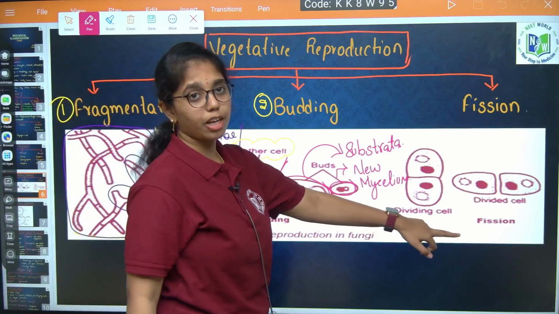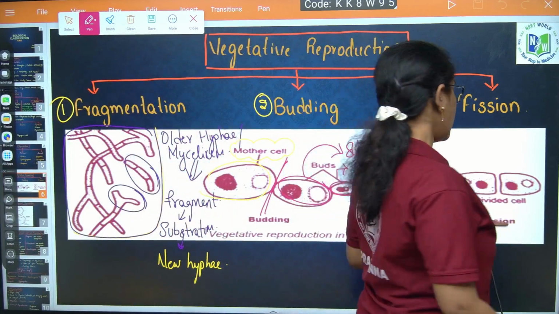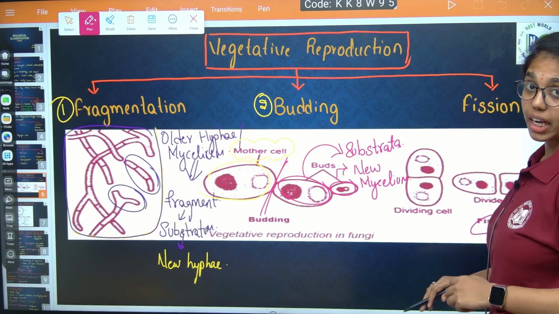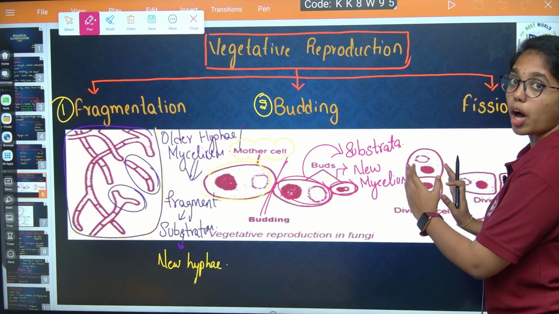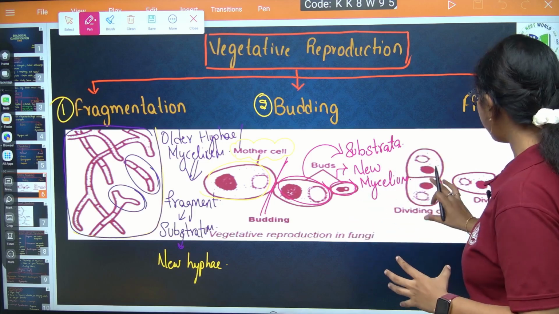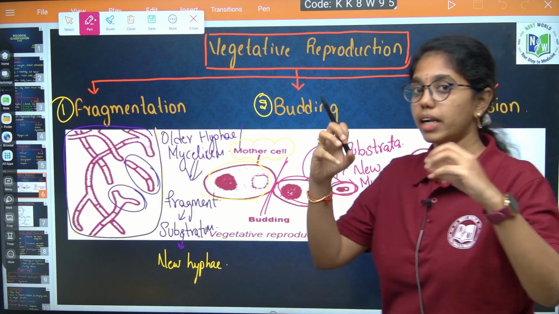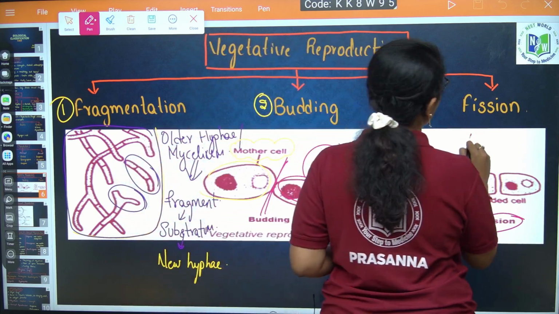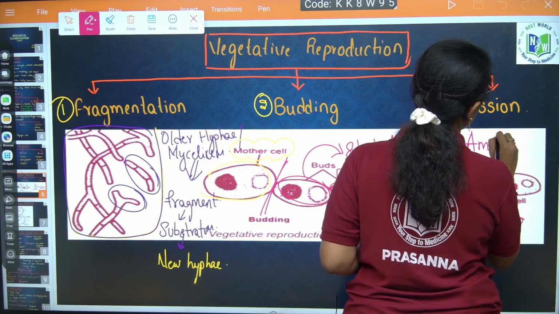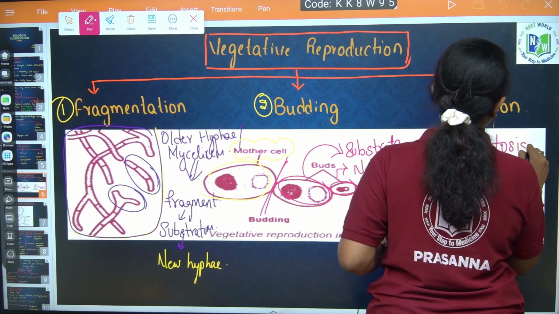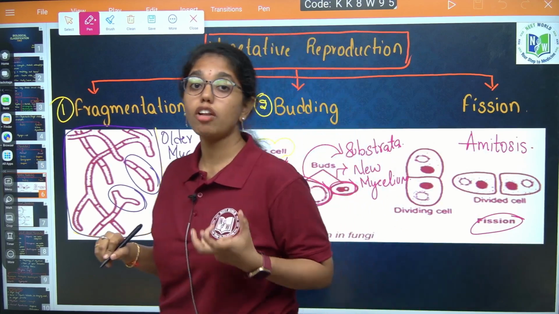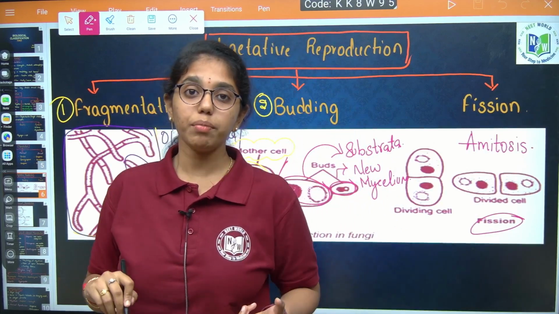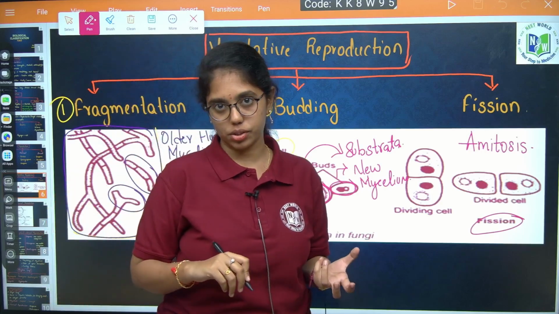The third type of vegetative reproduction is fission, wherein a matured fungal cell divides into two daughter cells. This is also called amitosis, as there is no involvement of spindle fibers or spindle apparatus.